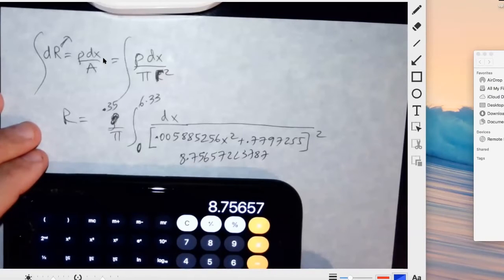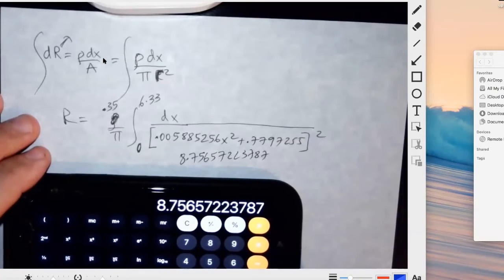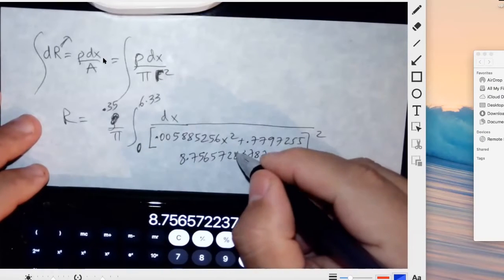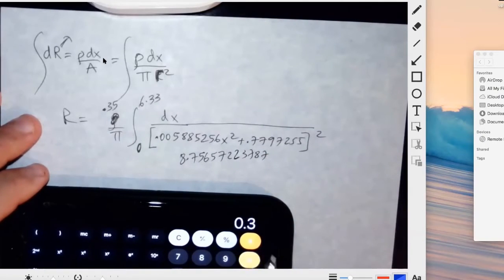8.75657223787, times 0.35 divided by pi.